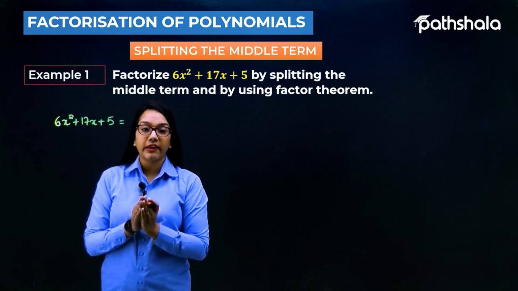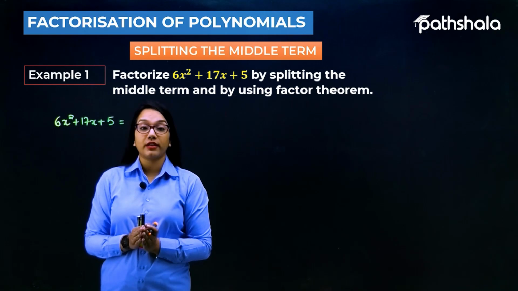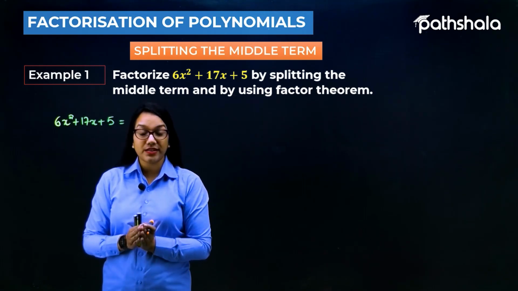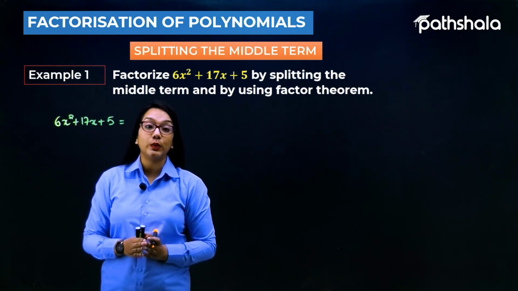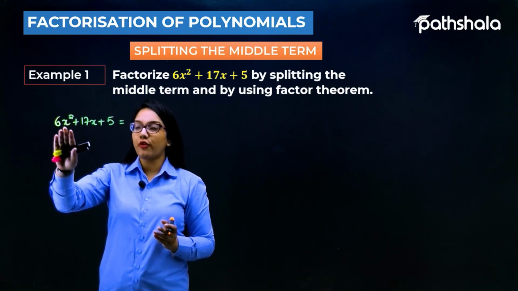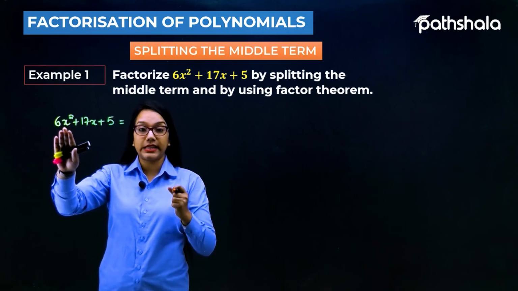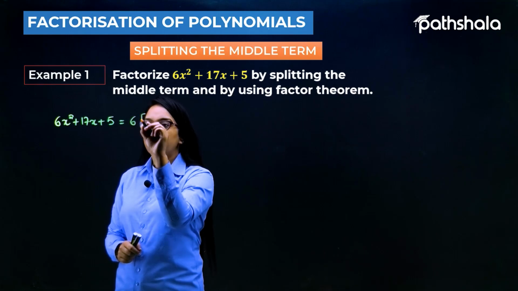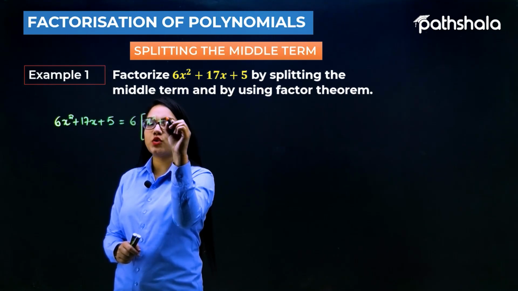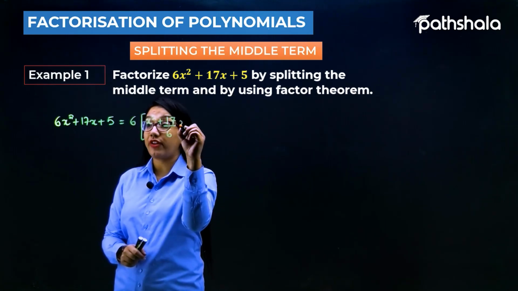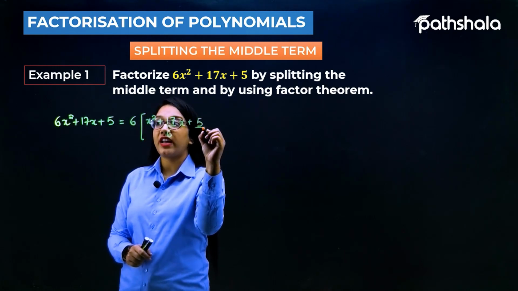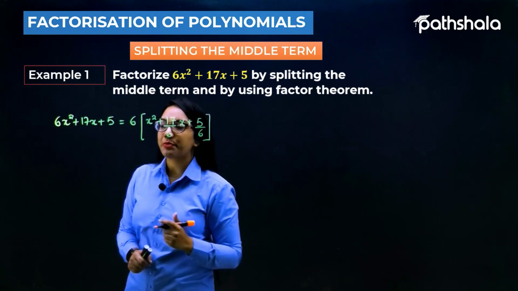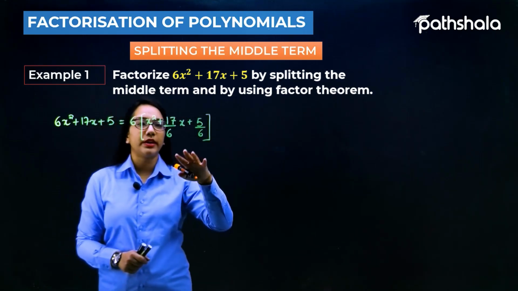Always remember, if we are using the factor theorem method, then we always have to take a common factor, because the coefficient of x square should mandatorily be equal to 1. So in order to make the coefficient of x square 1, take 6 common out of it. So the terms would be x square plus 17 by 6 of x plus 5 by 6. So we can express this particular quadratic polynomial like this.